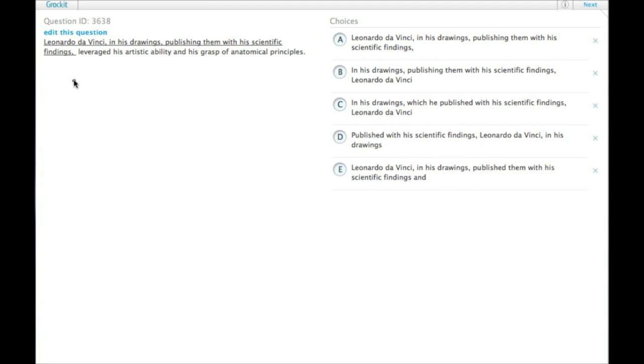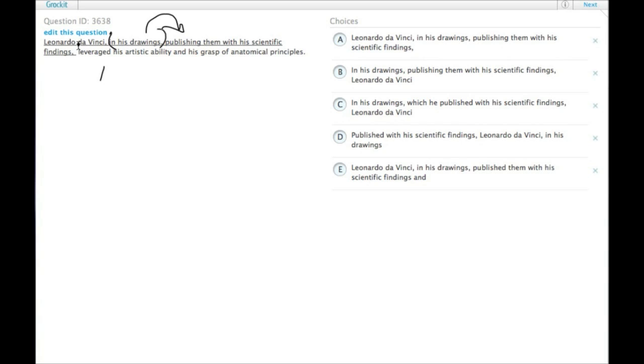Leonardo da Vinci, in his drawings, publishing them with his scientific findings, leveraged his artistic ability and his grasp of anatomical principles. Wow, so this is really a pretty choppy sentence, because really what we're trying to say is that it was through his drawings, or in his drawings, that he leveraged his artistic ability, and that those drawings were published with his scientific findings. So we probably want drawings in the same clause as the publishing, or turn it into a relative clause, say, in his drawings which he published, something along those lines.